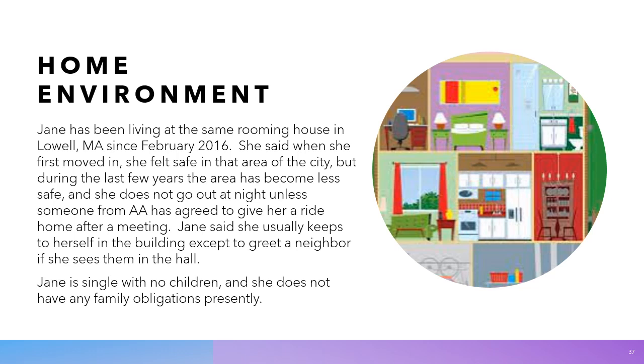Jane has been living at the same rooming house in Lowell, Mass. since February 2016. She said when she first moved in, she felt safe in that area of the city, but during the last few years, the area has become less safe, and she does not go out at night unless someone from AA has agreed to give her a ride home after a meeting. Jane said she usually keeps to herself in the building, except to greet a neighbor if she sees them in the hall. Jane is single with no children, and she does not have any family obligations presently.